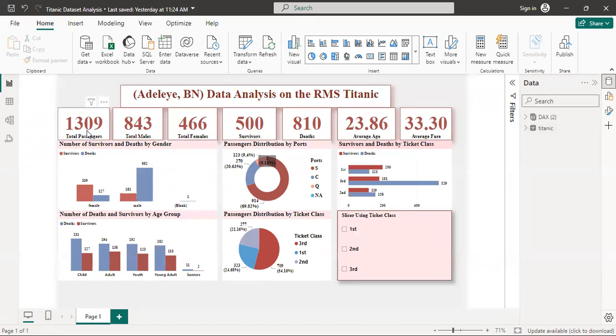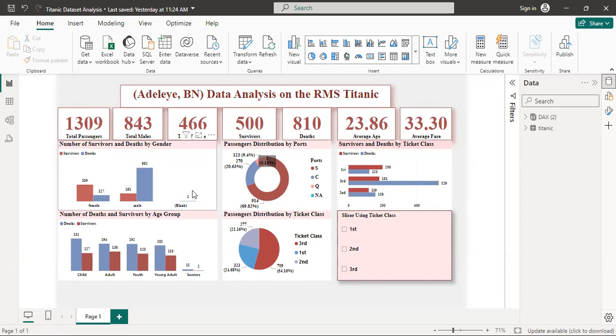A total of 1,309 passengers, out of which 843 are males, 466 are females, 500 survived the wreck, 810 died. Average age on the ship is 23.86 years, and average fare is 33.30 pounds. Now, let's examine some of these graphical descriptions.